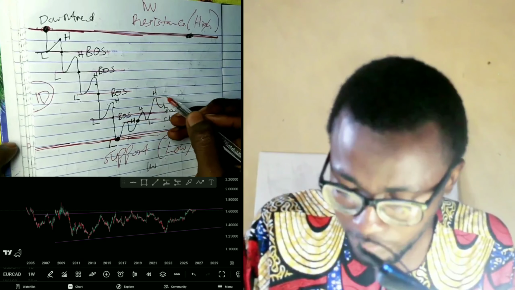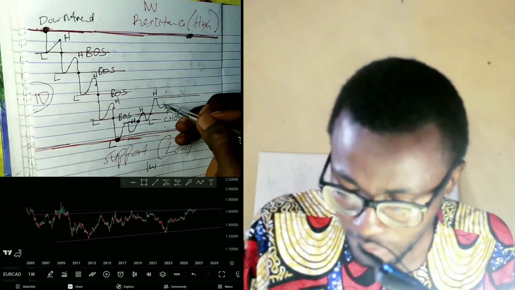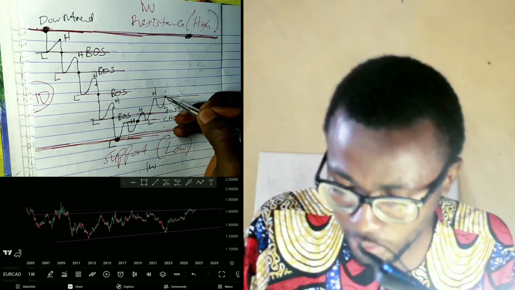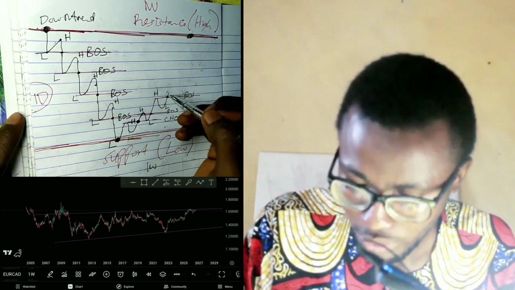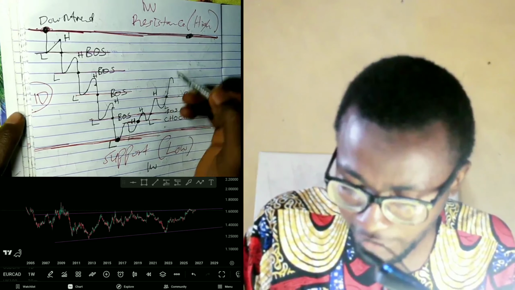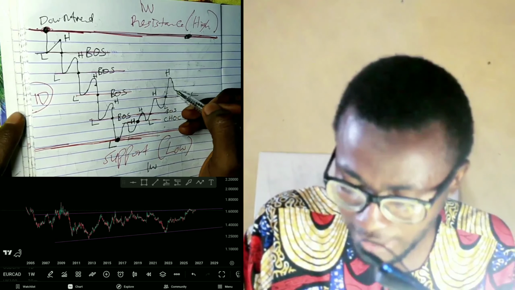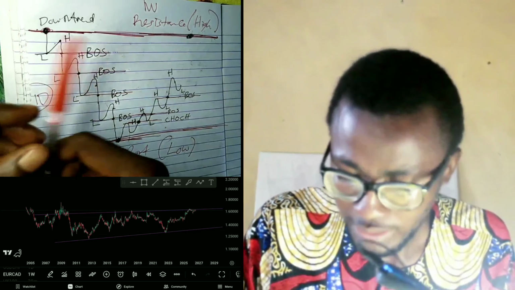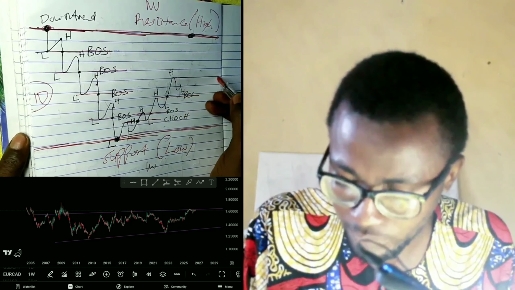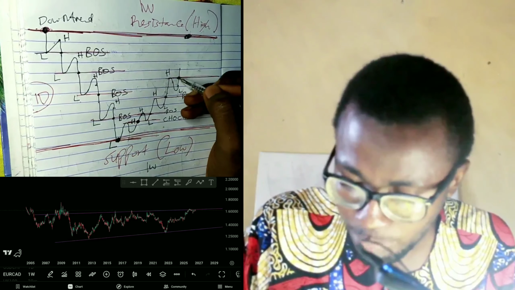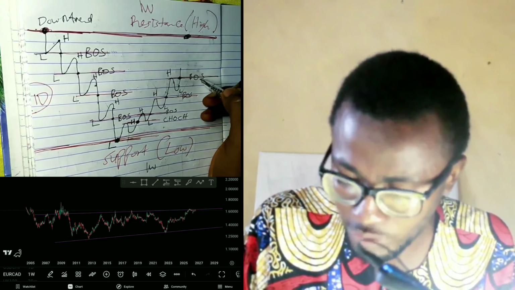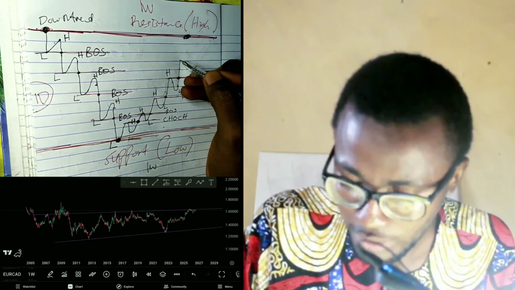See this level now. It came up here, broke this level, came down. This is what they call break of structure. Right? It now came up, reversed, this is a high. Came back down, reversed, this is a low. Take note of this structure, this level. Now, as it came up, it broke this level. As it broke it, it's called break of structure. As it came up, it reversed like this.